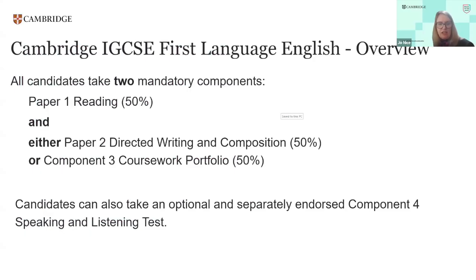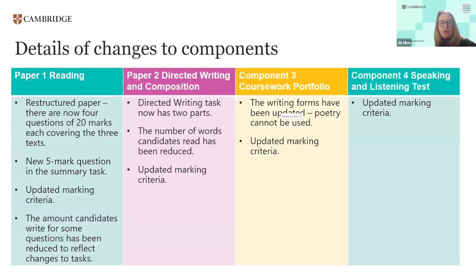On the next slide, I just want to show you the overview of the syllabus structure. As you can see, this will be very familiar to you because we haven't changed this. So paper 1 is reading, and candidates then either take paper 2, which is the directed writing and composition, or they take component 3, the coursework. And candidates still have the option to take the optional and separately endorsed component 4, which is a speaking and listening test.